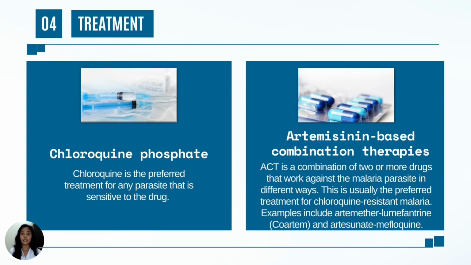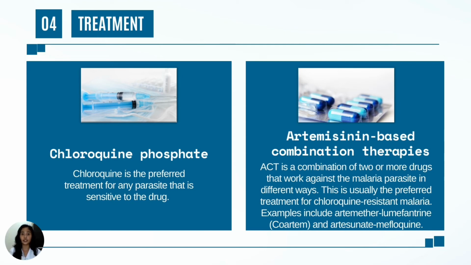Next are the artemisinin-based combination therapies, or ACTs. These are the first-line therapy in almost all countries where malaria is endemic due to the high efficacy, tolerability, and ability of ACTs to reduce ongoing transmission of the parasite. ACTs are comprised of two components, an artemisinin derivative and a partner drug. Examples include artemether-lumefantrine or Coartem, and artesunate-mefloquine.